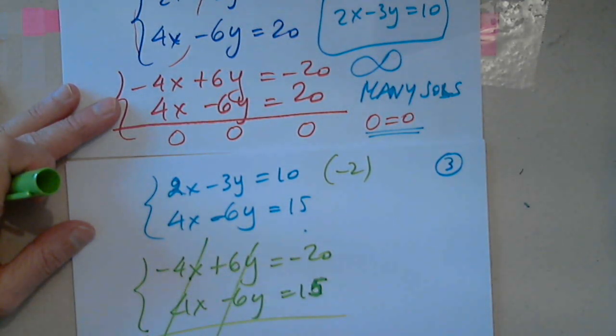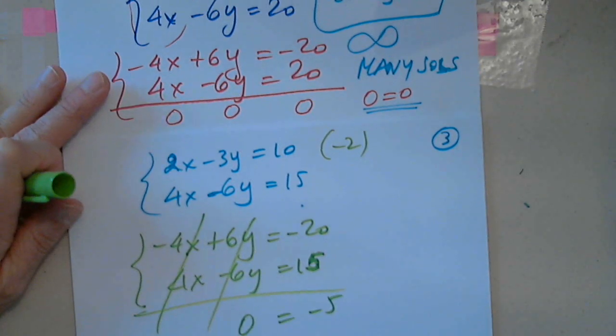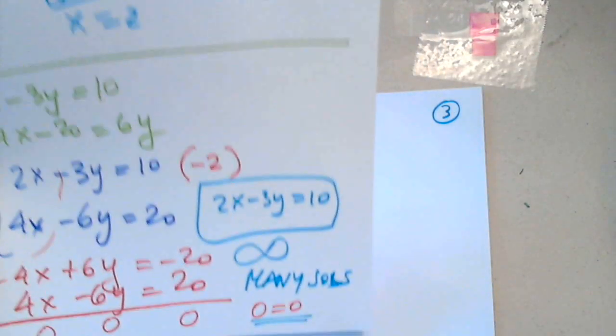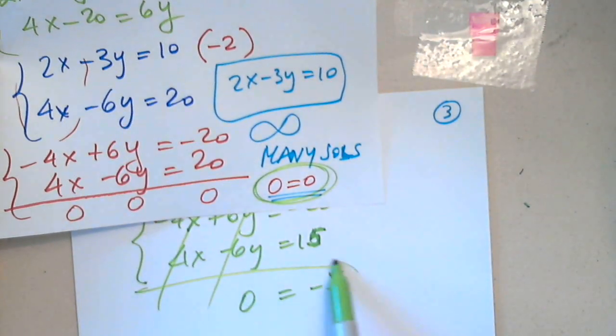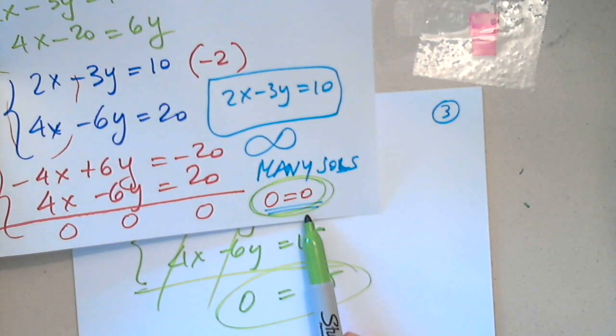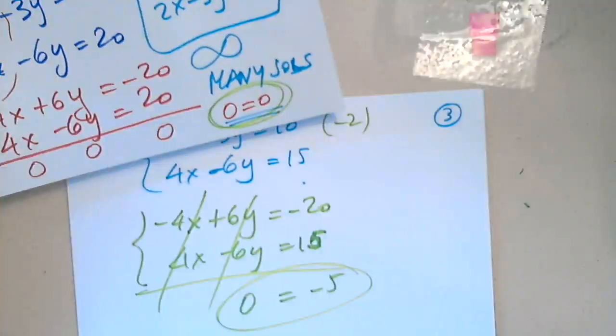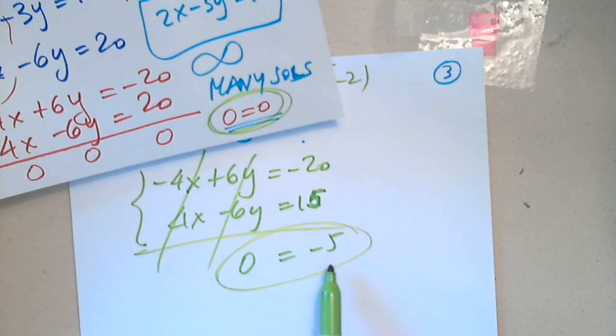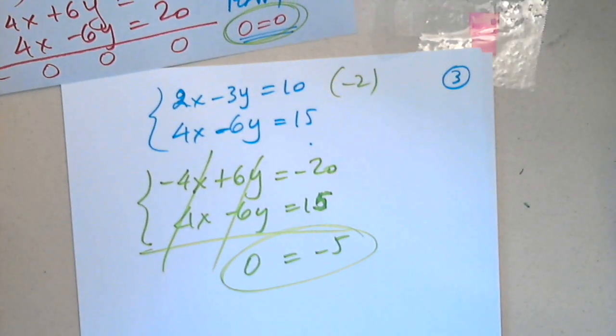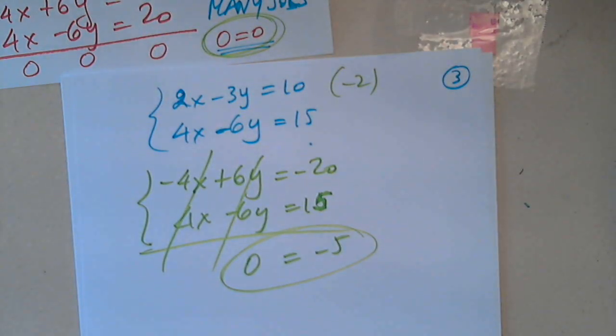And look what happens. Totally different case than this one. This one was a true statement. If I say 0 equals 0, you're going to say, okay, yeah, I agree, so what? But if I tell you that 0 equals negative 5, you're going to say you lost your mind. So then what case is this?